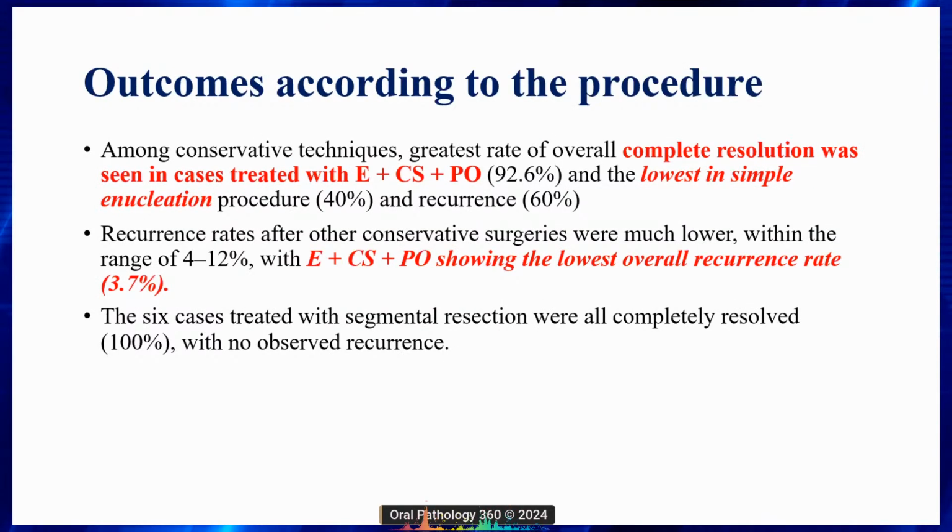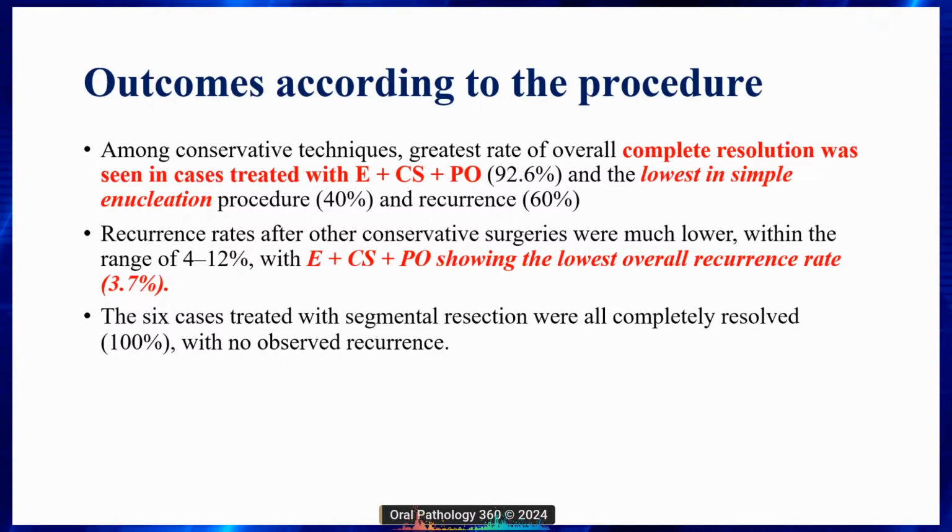Among conservative techniques, the greatest rate of overall complete resolution was seen in cases treated with enucleation, Carnoy's solution, and peripheral ostectomy, and the lowest was found in simple enucleation procedures, that was 40%, whereas the recurrence was 60% with enucleation. Recurrence rates after other conservative surgeries were much lower, within the range of 4 to 12%, with enucleation, chemical cauterization, and peripheral ostectomy showing the lowest overall recurrence rate of 3.7%.